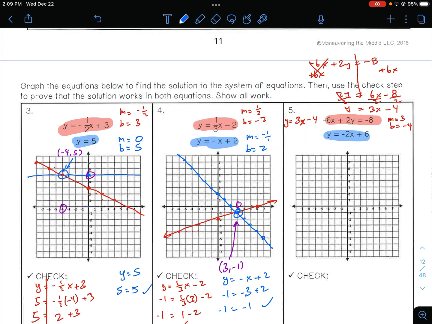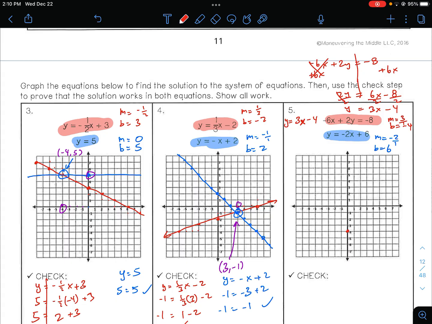Let's look at my next line. My slope, thankfully it's in the right form, is -2. Let's put that -2 over 1. My y-intercept is 6. And for my slope of 3, that is 3 over 1. So let's go ahead and get started. -4 is my starting point.